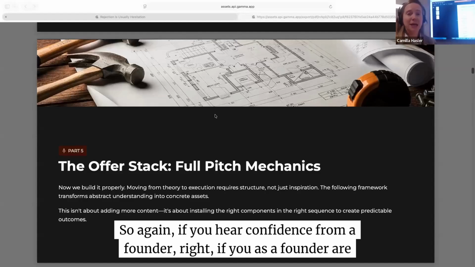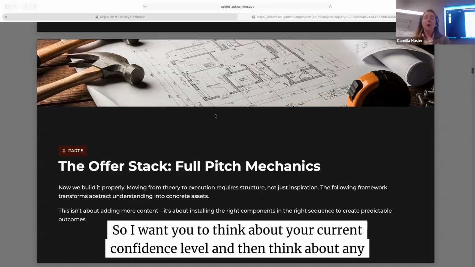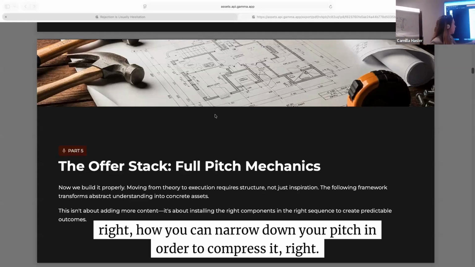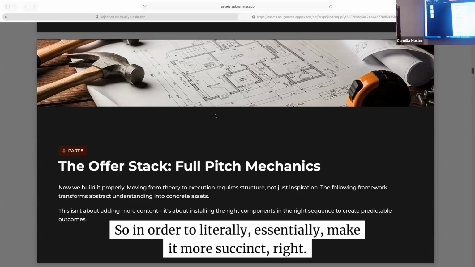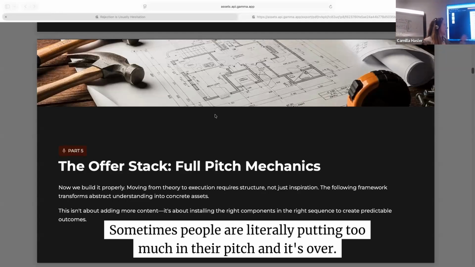So again, if you as a founder are hearing confidence from yourself, then that is super important. I want you to think about your current confidence level, and then think about any filler phrases you heard from yourself, and think about the compression. How can you narrow down your pitch to compress it, to make it more succinct? Conciseness and succinct selling are important. Sometimes people are putting too much in their pitch, and it's worth looking at that.